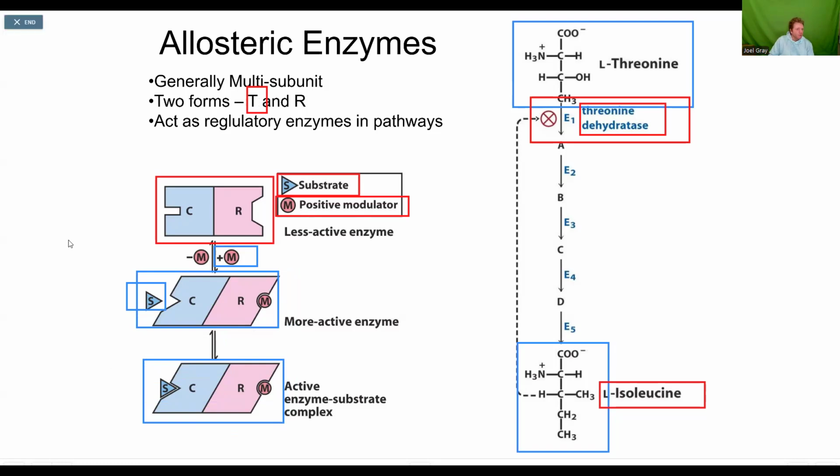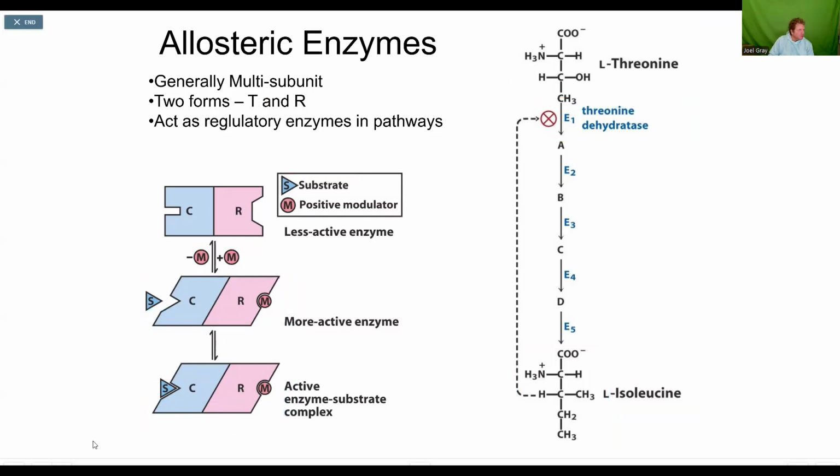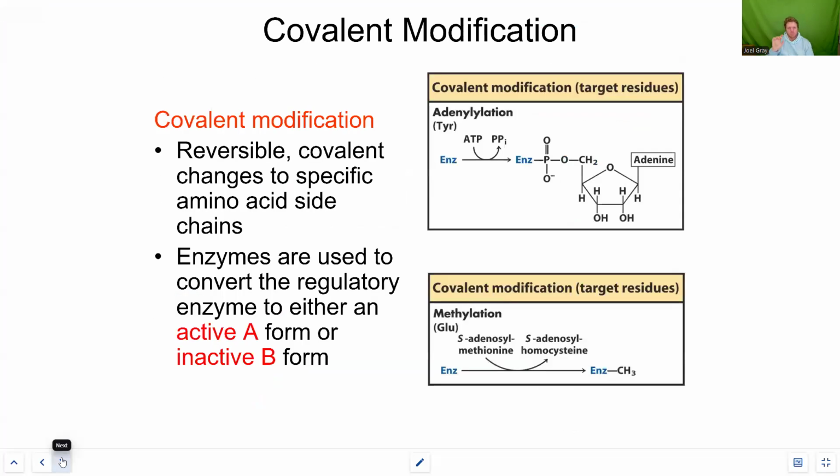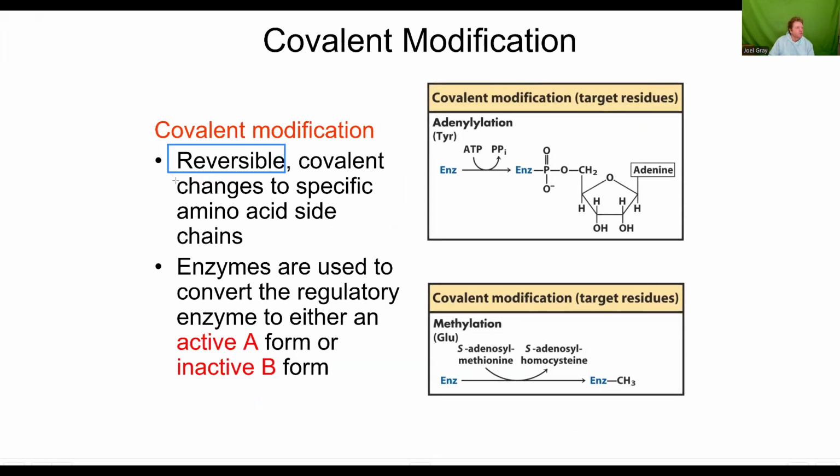Now, I want to get to these last two things, and these are important items. Covalent modification. Think about these as good primers for Top Hat questions for next time. Covalent modification. This is reversible changes to amino acid side chains. These are what are known as post-translational modifications.